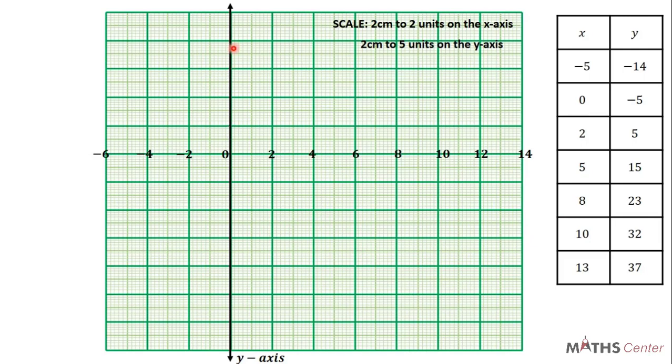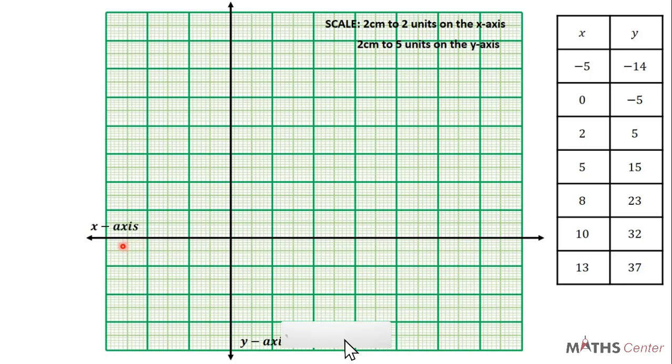So we are done for the y-axis. Let's go to the x-axis. What we did for the y-axis, we are going to do the same thing for the x-axis. So you position the x-axis in such a way that you can plot all the y coordinates on the y-axis. The smallest y coordinate we have is -14. The biggest is 37.